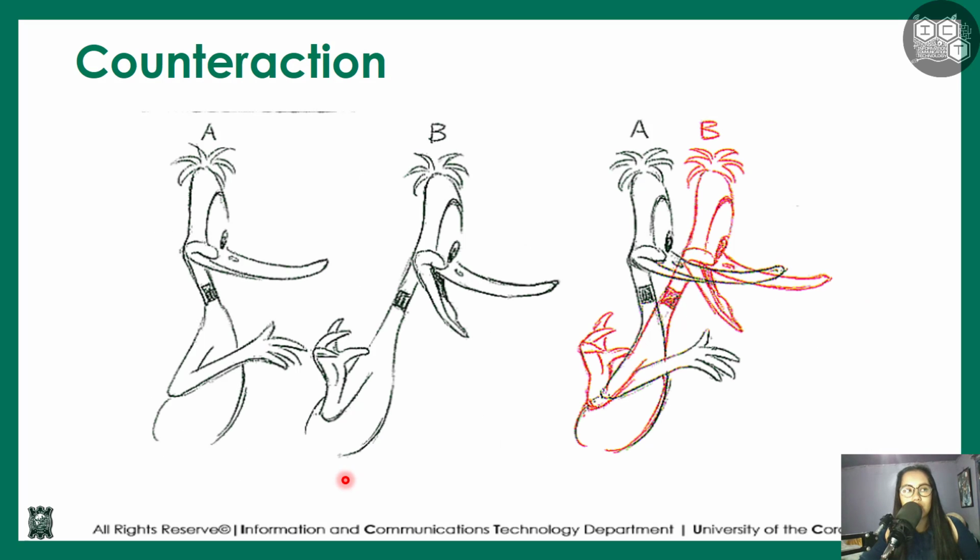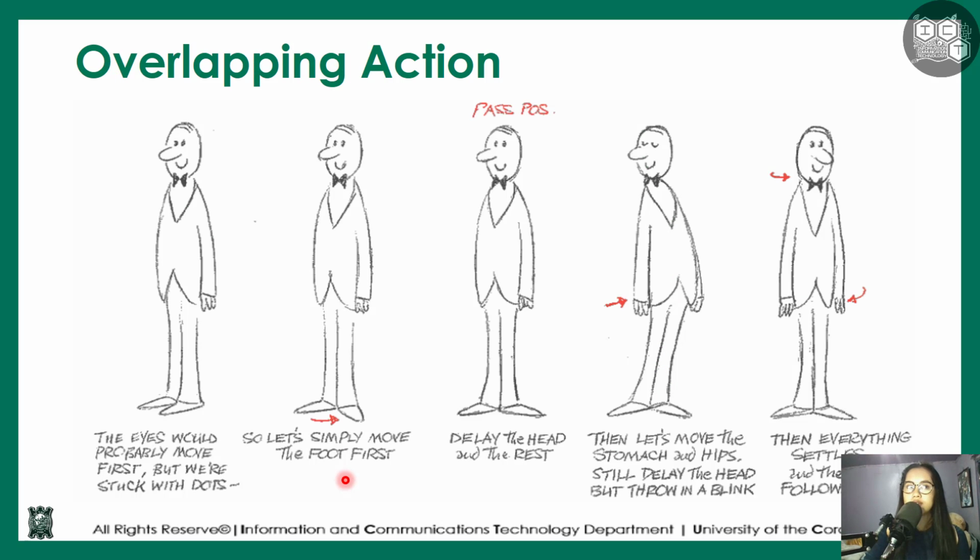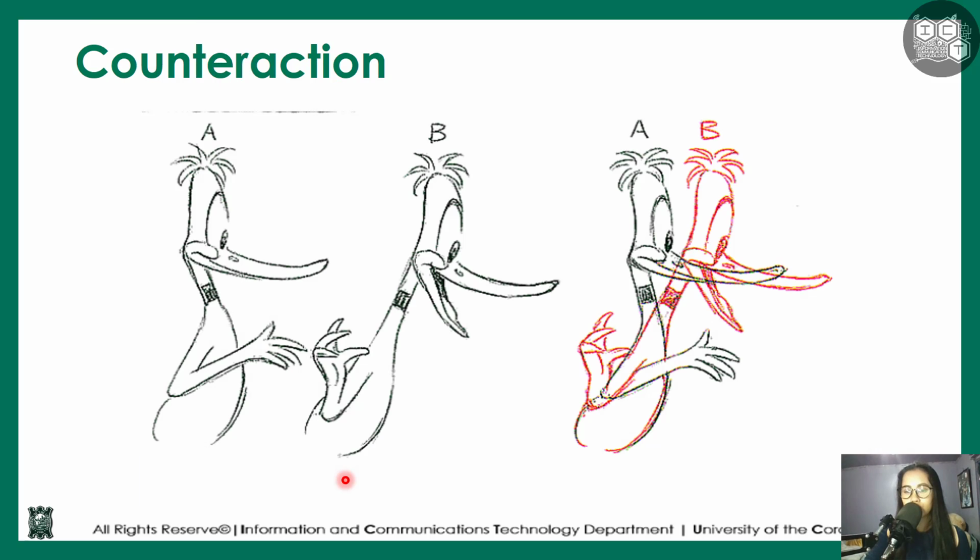And then we also have counteraction. So counteraction is essentially the idea of the secondary action moving away from the main action. Counteraction is different from overlapping action, because overlapping action is delaying different parts according to time. Whereas for this one, you're moving both your main action and your secondary action at the same time. So that's the main difference between them. That's why I stated they are not complementary to each other.